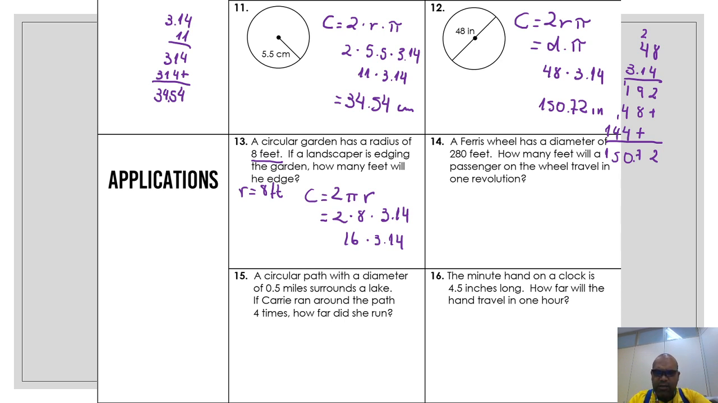16 times 3.14. It is 50.24. 50.24 what? Feet. Great, guys. Here we're talking about circumference.